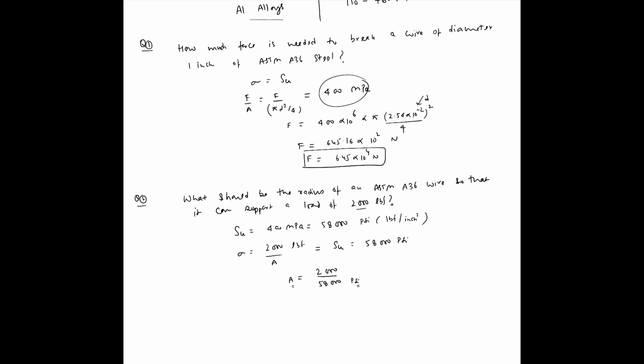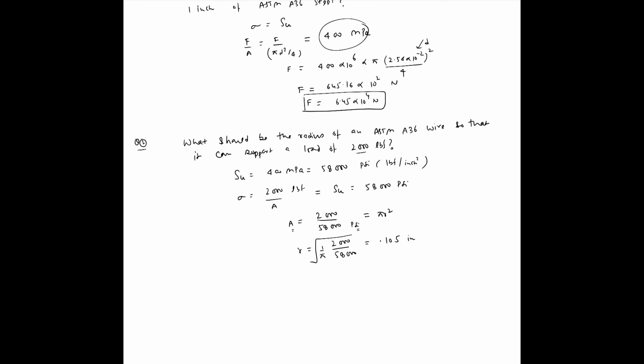So if we compute the area from this, and area we know is equal to pi r square, so the r would be equal to 2,000 divided by 58,000, right? So that's that divided by pi over here, and then finally we do a square root because we're looking for the r. So if you punch in the number in the calculator, let's see what we get. I get close to 0.105 inches. Okay, so I get 0.105 inches as the radius.